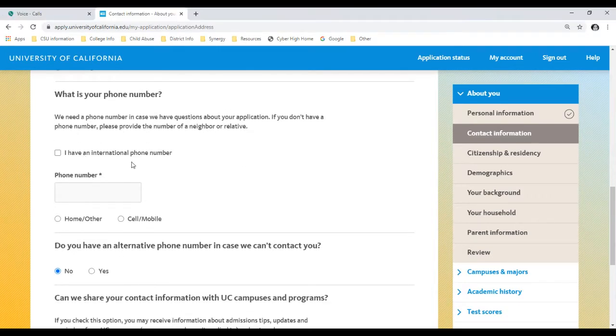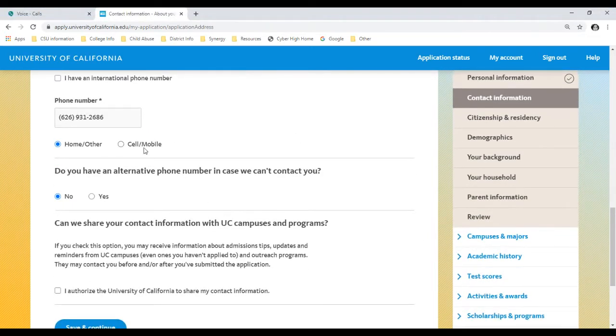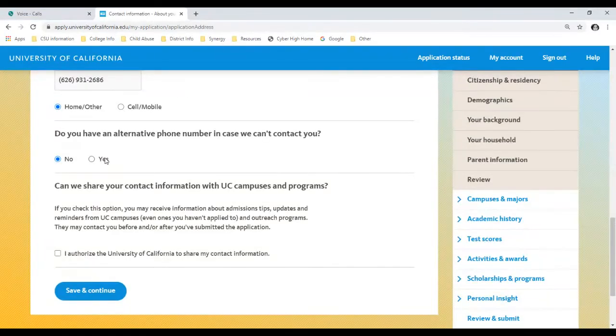What is your phone number? Okay, so phone number, make sure it's accurate. Okay, and I'm going to put a home number because that's my office number, but if it's your cell phone that you're putting there, make sure that you put cell phone. Do you have an alternate phone number in case, no, I'm just going to put no. Okay, but you can put yes and put another phone number maybe for your parents if you'd like to have a backup.